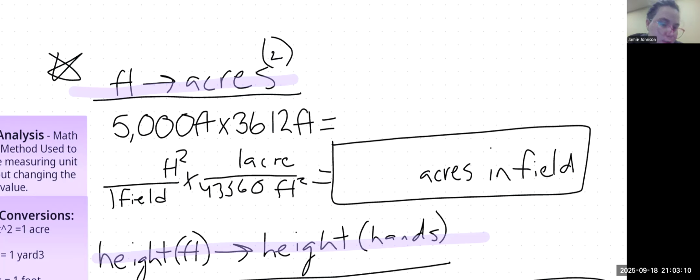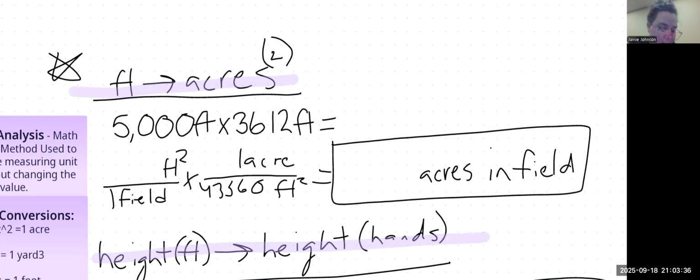So 5,000 feet is our hypothetical width times 3,612 feet. That's our length times width of our field. Let's say we went out and we measured it, and I'm going to do some math right now on my calculator because I did not do any of this math beforehand.